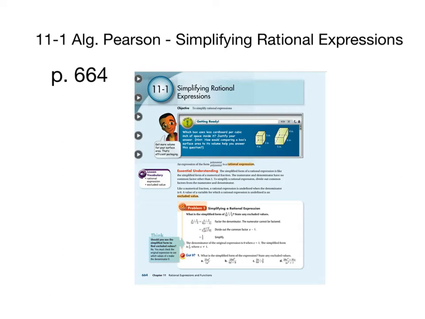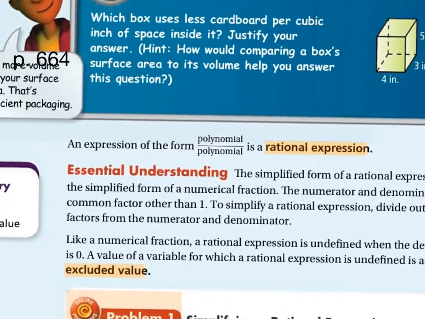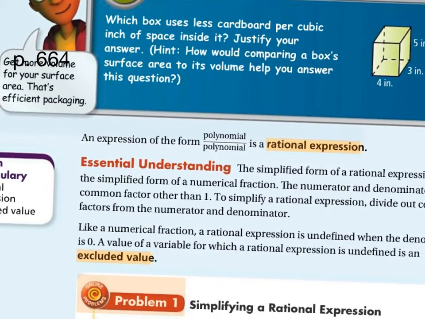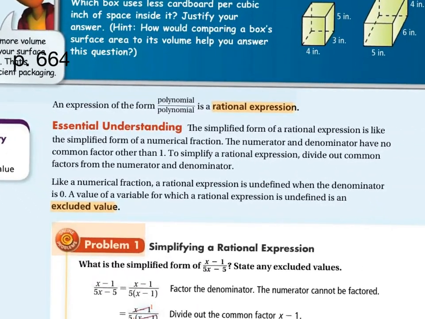Page 664, section 11.1 is on simplifying rational expressions. So a rational expression is in this form. Basically, it's a fraction with a polynomial in the numerator and a polynomial in the denominator. One thing is we're going to try to simplify these. Just like simplifying fractions, we can divide out common factors, or another way of looking at it is reducing by common factors, which is things that are being multiplied together.